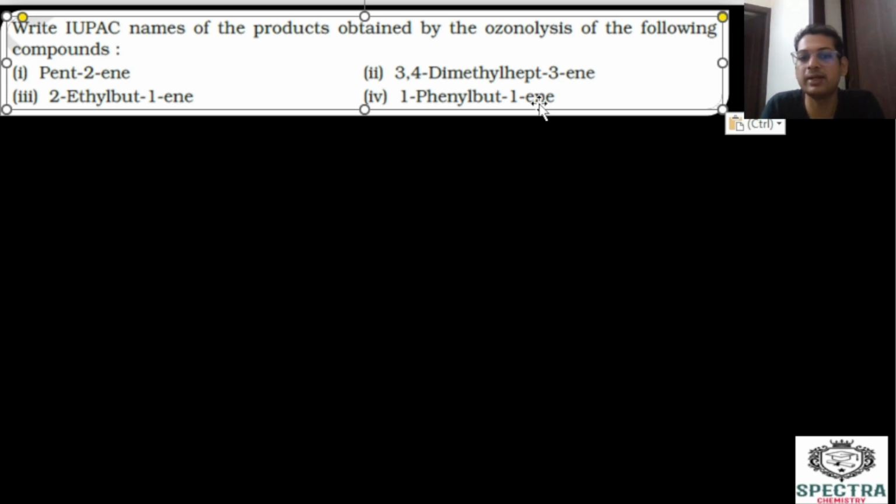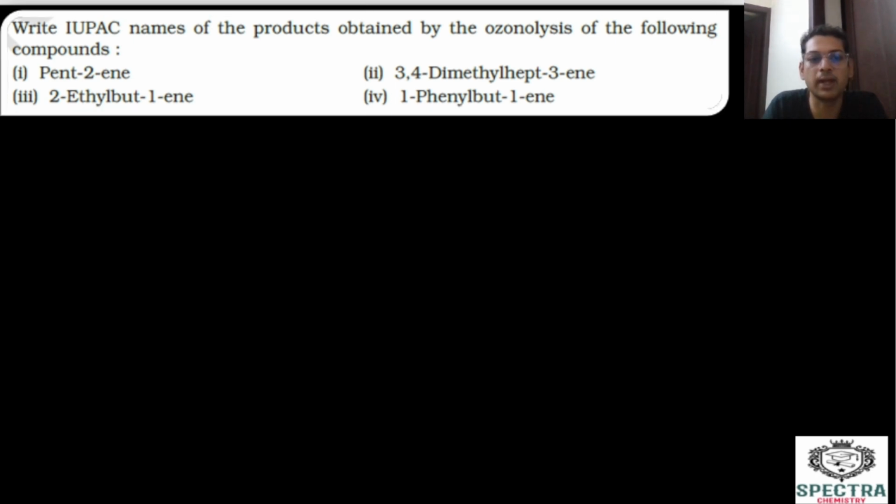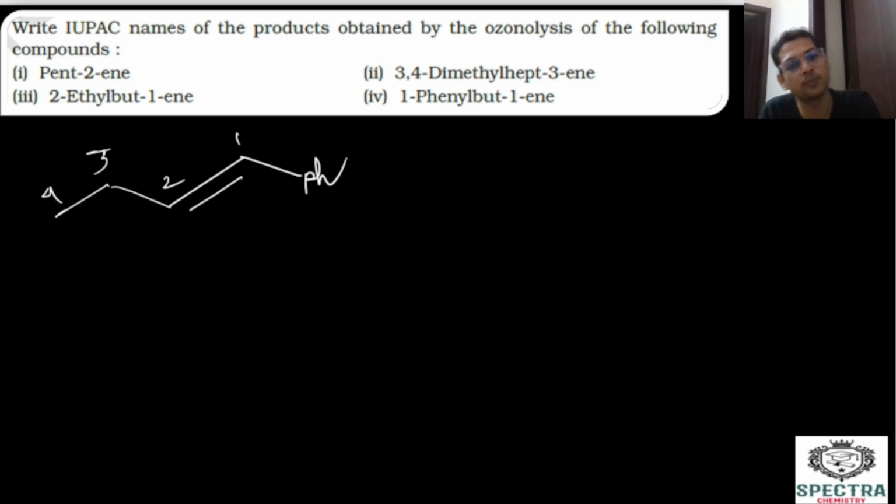1-phenylbut-1-ene. So I will do it this way: 1, 2, 3, 4. But-1-ene I have done. And 1-phenyl means at carbon number 1, I write a Ph. That is the structure. Then for this carbon I know that there is a hydrogen, right? And for this carbon also, I know that there is a hydrogen.